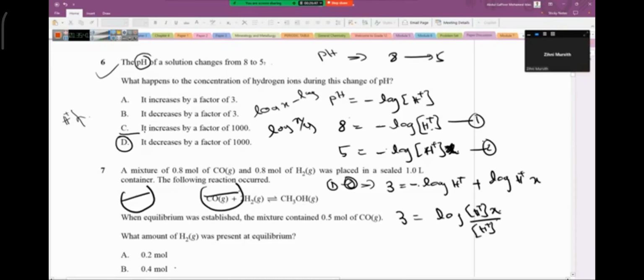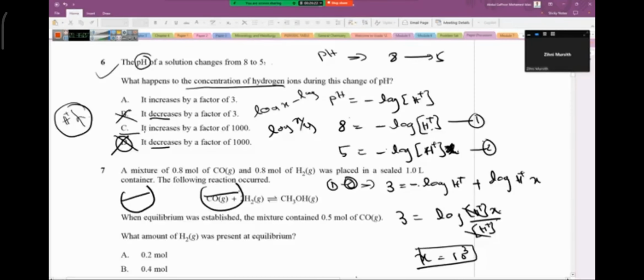Now this H plus and this H plus will go. So x is equal to 10 power 3, right? So definitely the concentration of hydrogen should have been increased. So I can eliminate this decrease and this decrease answer. D and B can be automatically eliminated. Now by a factor, the factor is what? That is the x, that is 10 power 3.